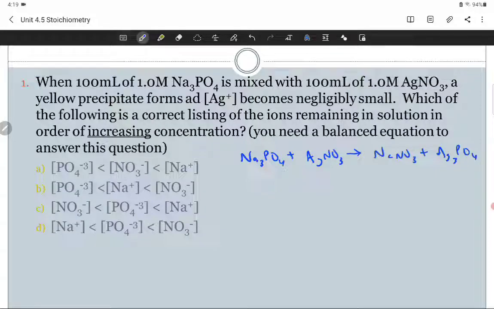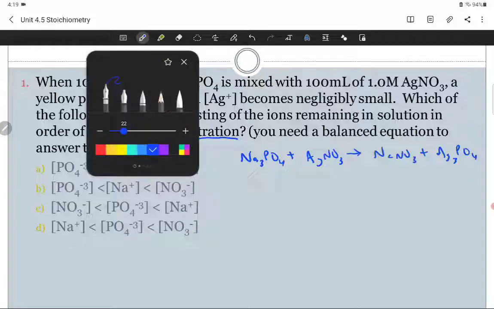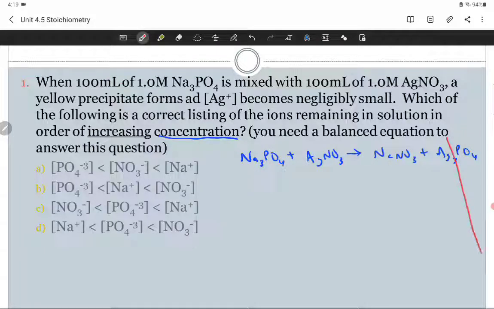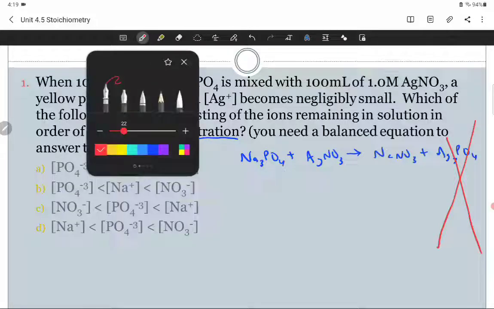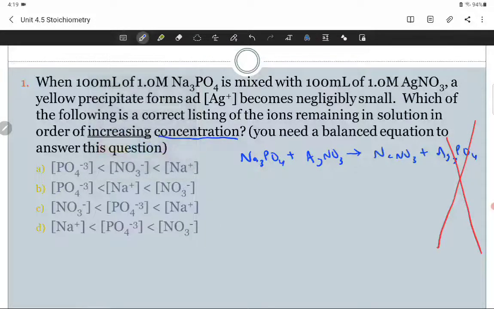Okay, all 4 of these answers deal with brackets, and the question also states that it's about concentration. Brackets is concentration. So there is one of these materials that won't give us any ions. It's a precipitate. So I'm going to already cross that out. So let's try to figure out what we have here.